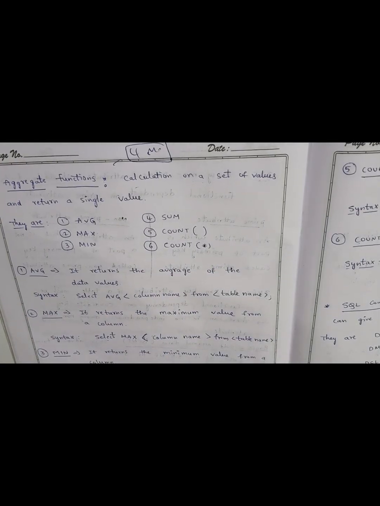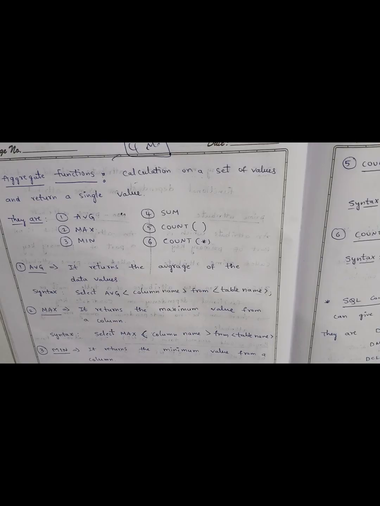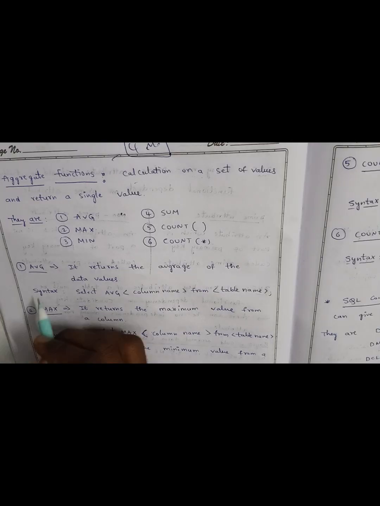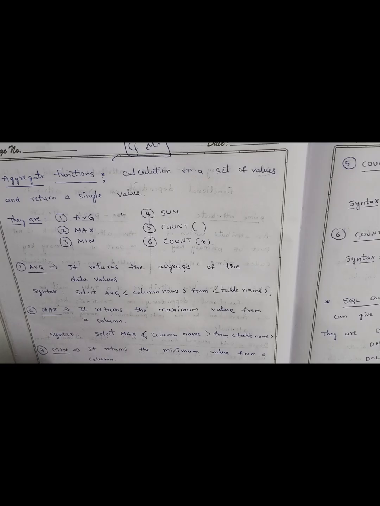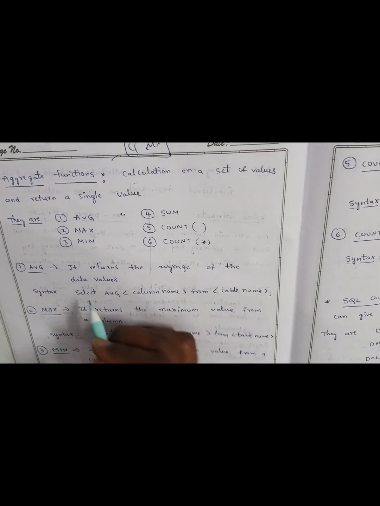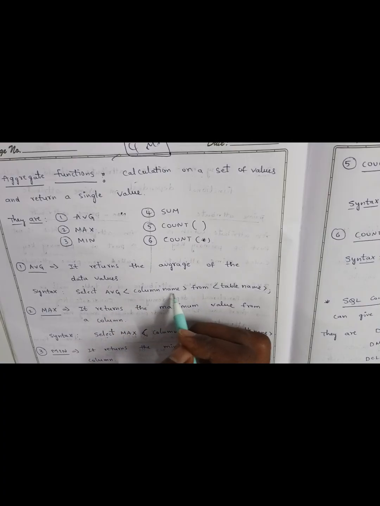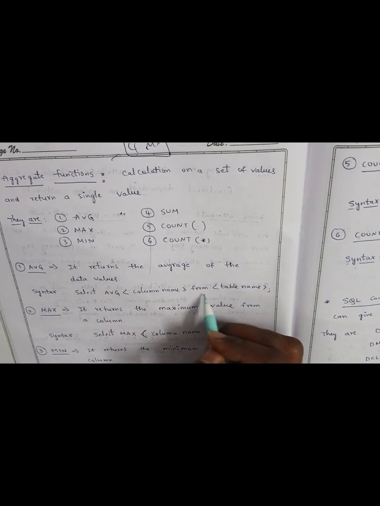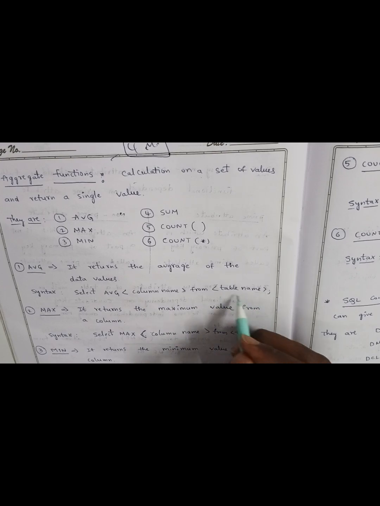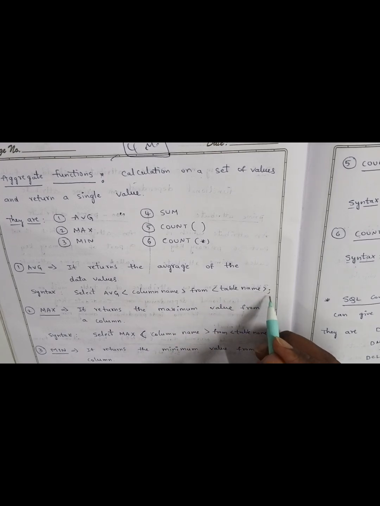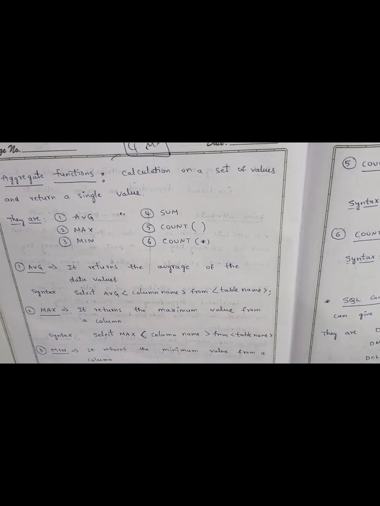Let's see the first one, average. It returns the average value of data values. This syntax is very important while writing aggregate functions. Select average, then in parentheses the column name, from the table name, and at last the semicolon is very important. Next is max.